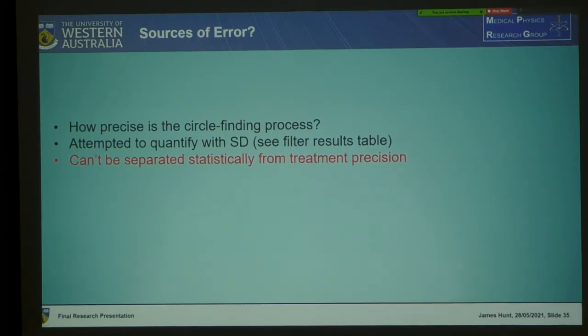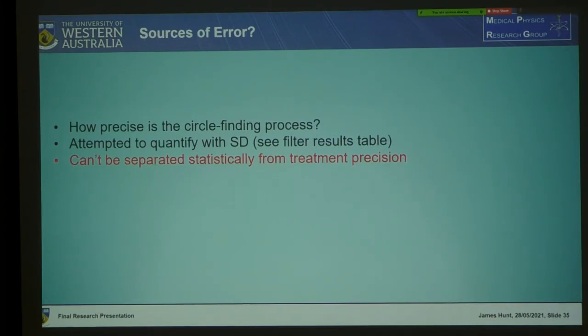Another source of error: how precise was my circle finding process in general? That's what I was asking myself. I attempted to quantify this with standard deviation, which you saw a couple of slides back when I was looking at the various filters. What I was looking at is, for each gantry angle for each setup, eliminating other sources of error, so if I've got 3 rotations in one setup, how widely spread are those data for the same gantry angle? If you assume the same gantry angle is going to treat the same area really precisely, then any error in that would be due to my code picking up the circles differently.